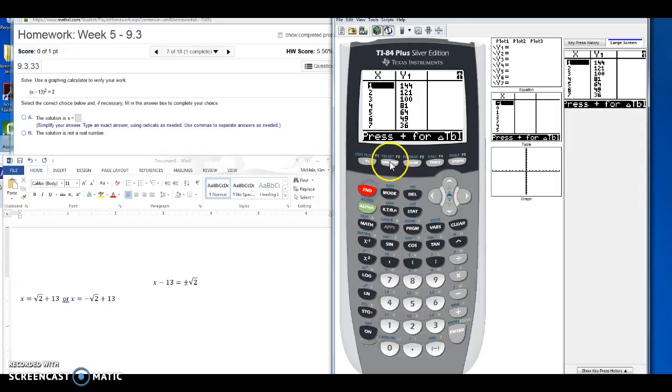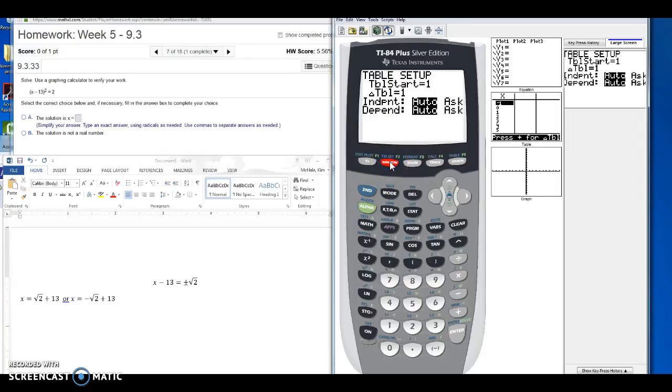But I'm interested in putting in these two values, and in order to do that, I'm going to go to second, and this window button will be my table set, and I need to be able to put in my own x value. So instead of automatically putting them in like the calculator will, I will move this over to ask. I toggled down using my down arrow key and then my right arrow key, and I hit enter, and now ask is the selected choice.